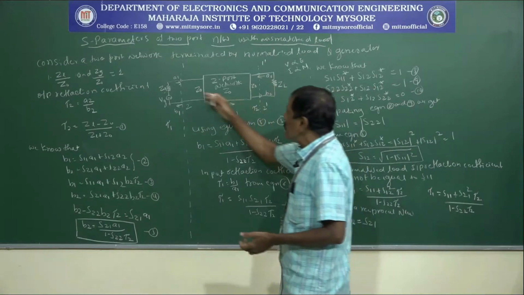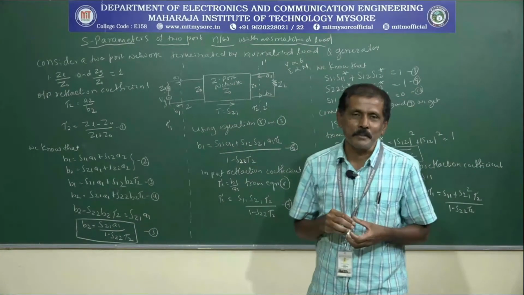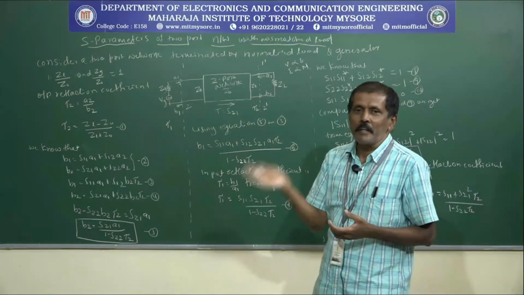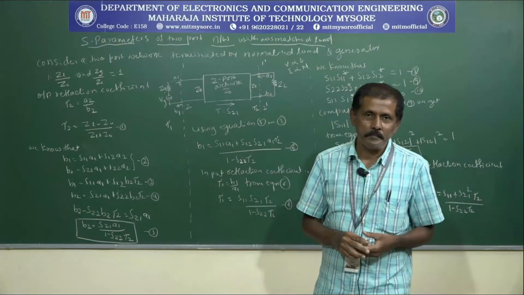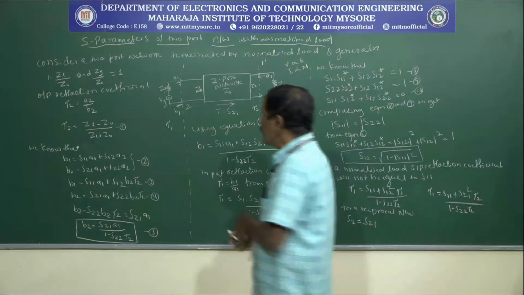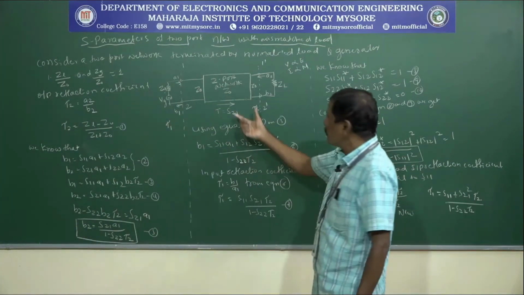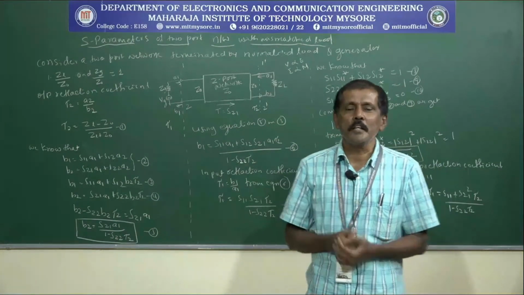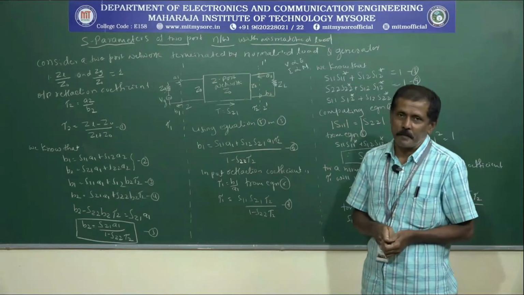Now, as you know, because it is acting as a mismatched load, whenever the load is mismatched, a reflected wave you are getting. Whenever a reflected wave comes, a reflection coefficient will come. So the output reflection coefficient. That means that here we are getting two types of reflection coefficient. One is the input reflection coefficient, and the other one is the output reflection coefficient.